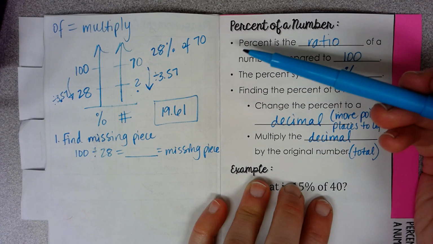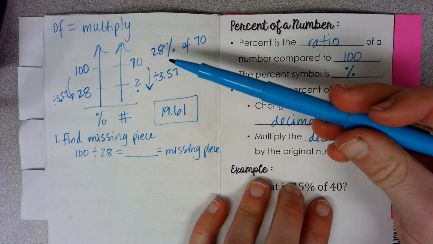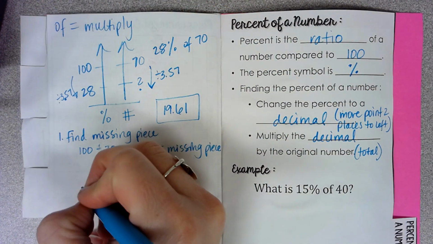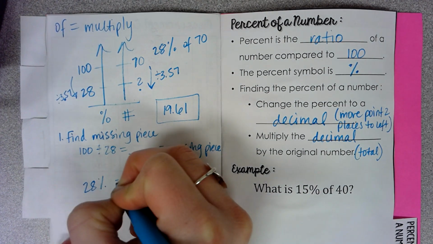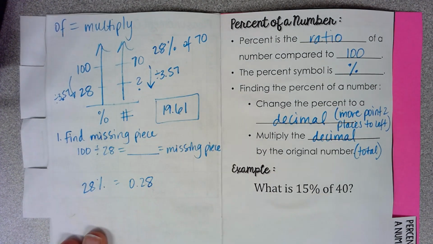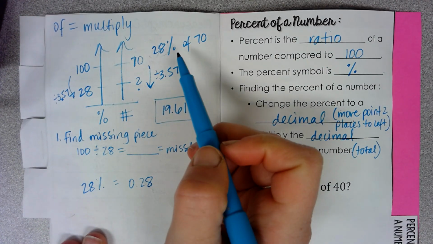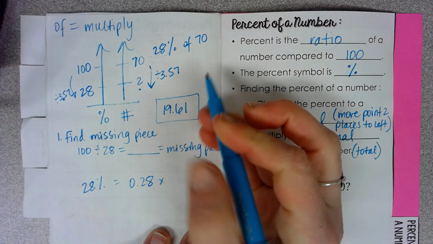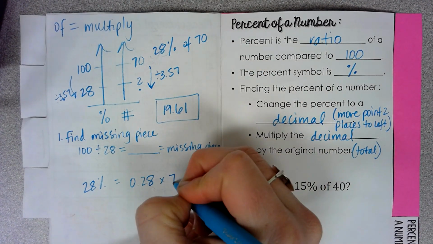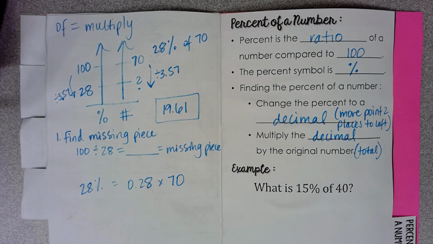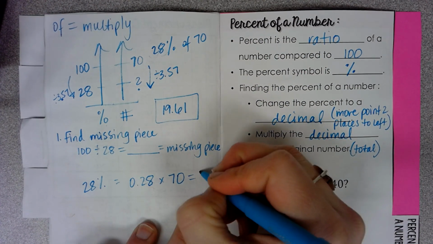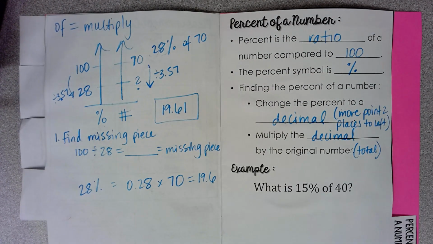So here, we would change 28% to a decimal, which equals 0.28. We moved our decimal point 2 places to the left, or you divide by 100, and then you multiply by the original number, or your total, which would be 70. If I type 0.28 times 70 into my calculator, I get 19.6, which is exactly the same answer as that.